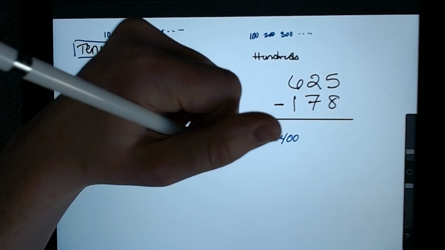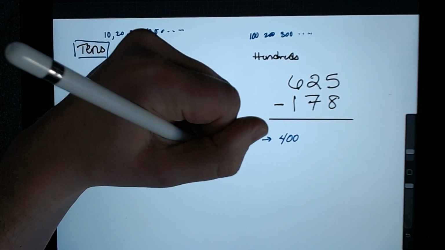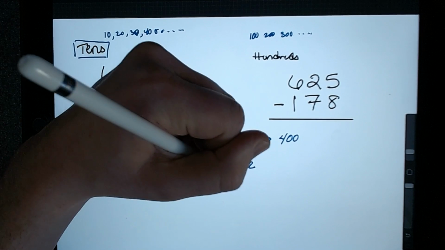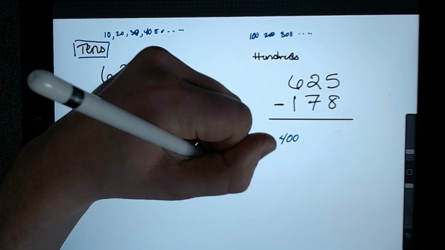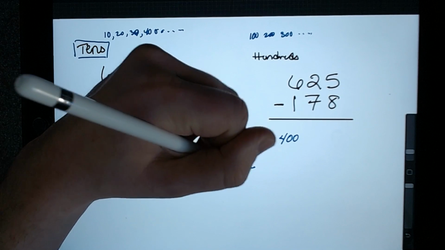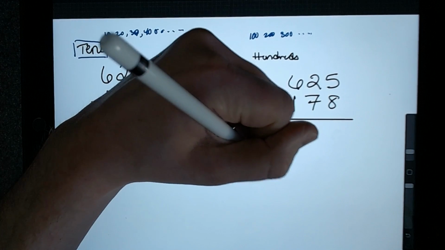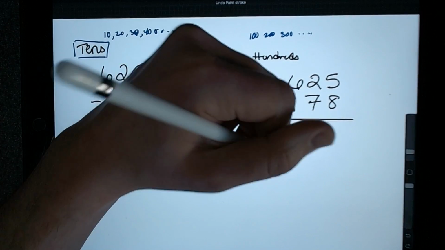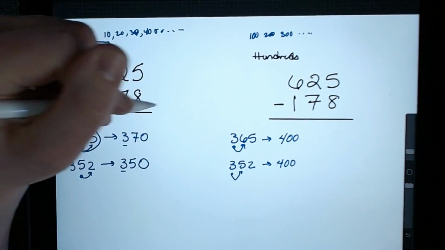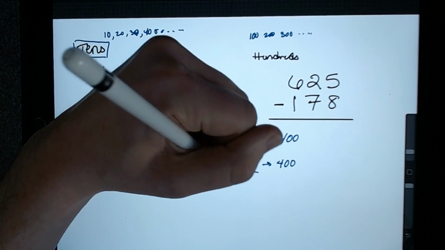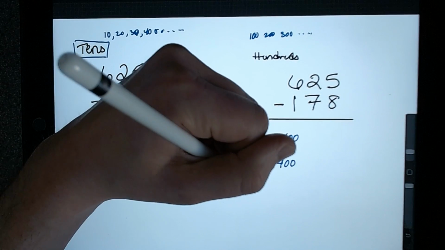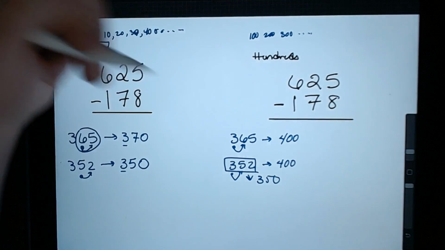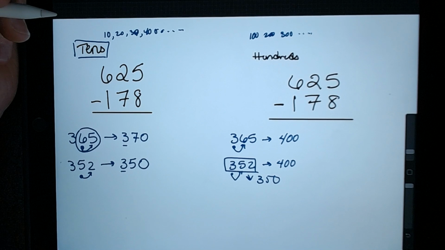Okay. Now if we do 352 again, okay, let's look at this. Okay, this is also a 5 or higher. So again, 352 rounds to 400 as well. Now there are going to be people who say, 352 is really close to just 350. So why don't we just call it 350 instead? You can do that on some things. It just depends on what the task is.